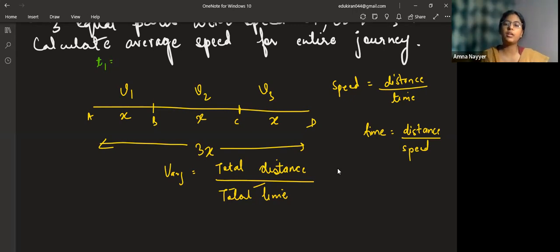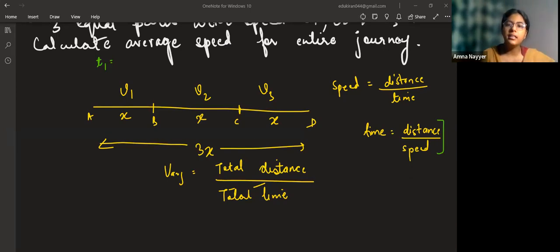I have written the formula for time here. Speed is given, distance is given. So time should be from this formula. Nabiha, you're present? V1 divided by X. Very good.